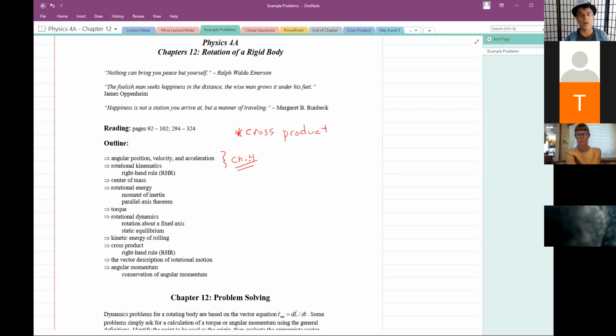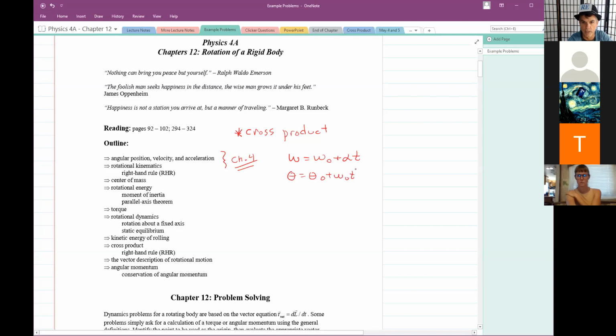Important things are rotational kinematics. Remember, for every equation that we had for linear acceleration, there's also a corresponding equation for angular. So things like omega equals omega naught plus alpha t, theta equals theta naught plus omega naught t plus 1/2 alpha t squared.